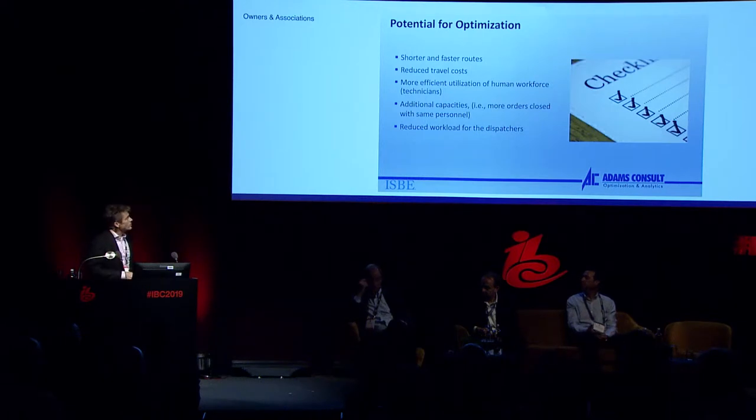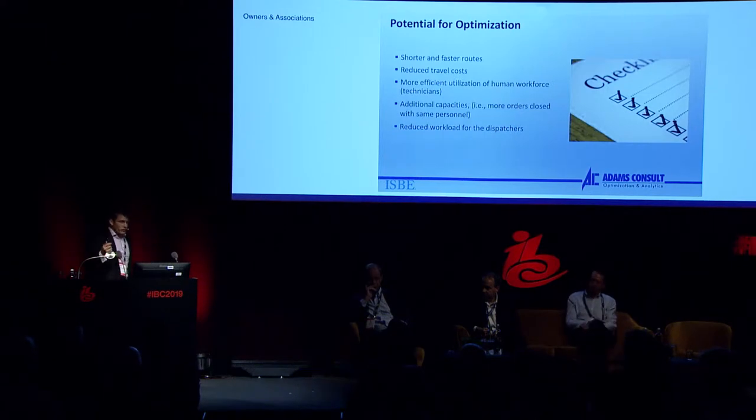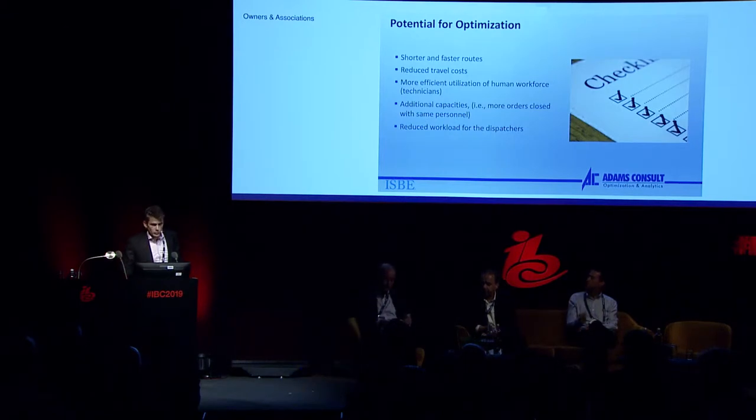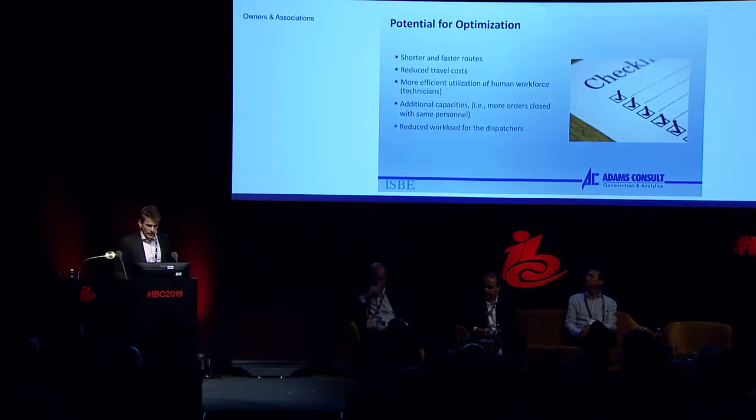Because for this routing, we always have potential for optimization, right? We have shorter and faster routes. If we use mathematical optimization, that reduces the travel costs of the guys on the road, for less time. He's going to spend less money driving. We have more efficient utilization of our human workforce, our technicians. And if we do all that correctly, we will have additional capacities because our techies are going to be done with their jobs for the day faster than they were before we used MO. So that means we're not sending the techies home at 2 o'clock. That means I can do a couple of tickets more per day.